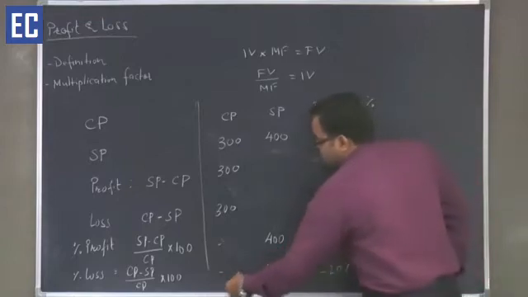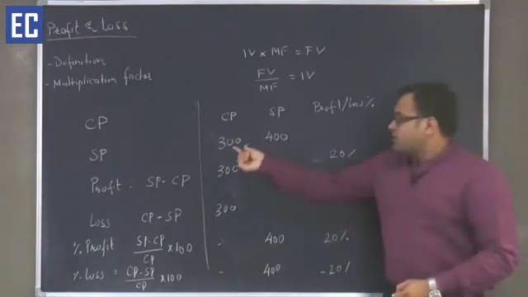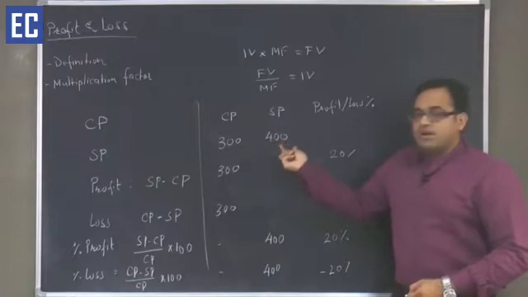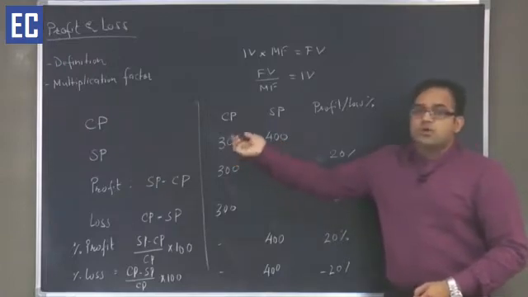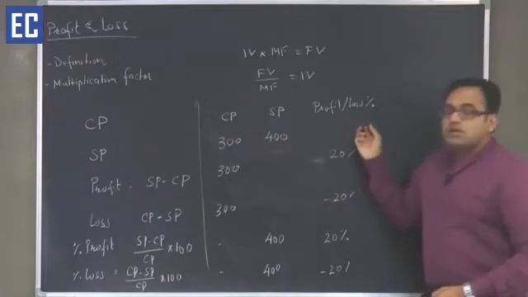Let's take an example of these cases. From 300 to 400, the increase is 100 upon 300, so 1 upon 3 will be the profit percentage.